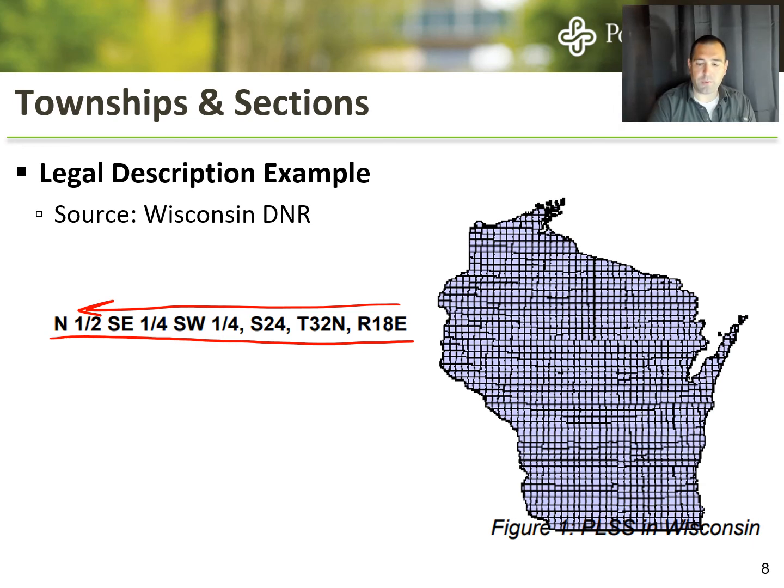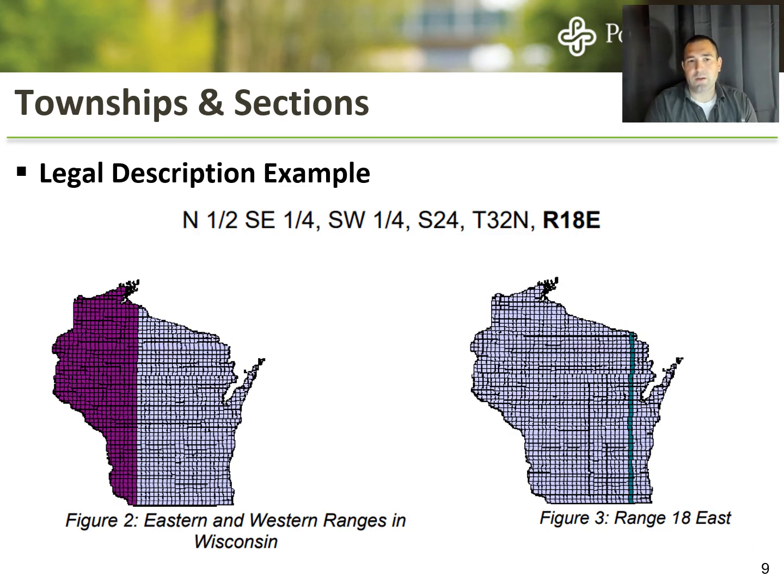This is an example from Wisconsin, but the same rules apply to Oregon as well. So let's walk through it. The way that Wisconsin is set up, they have a principal meridian that basically splits it into eastern and western ranges. The first indicator in this legal description is R18E, which says range 18 east of our principal meridian. So here's our principal meridian right here, and then 18 to the east of it are all of this column of townships.